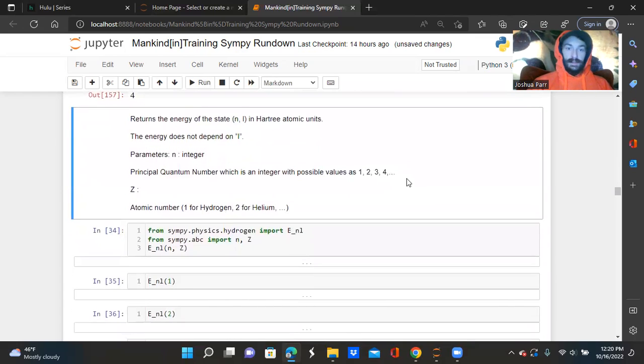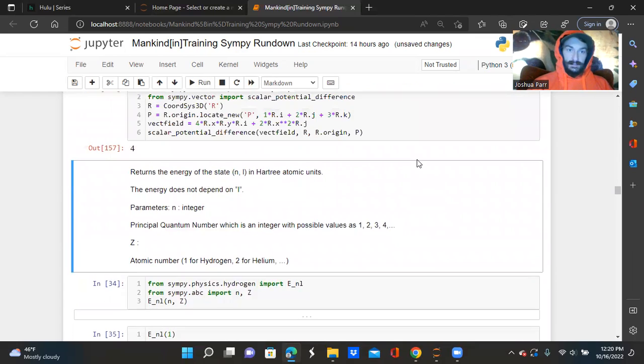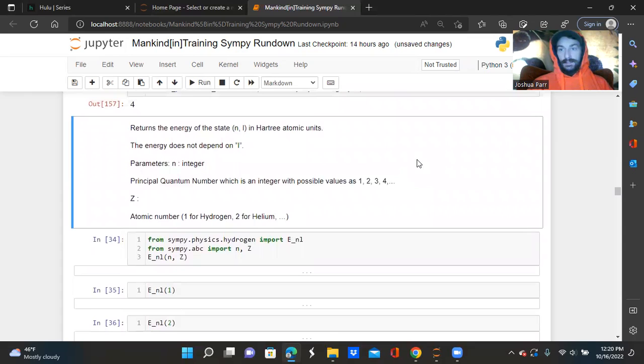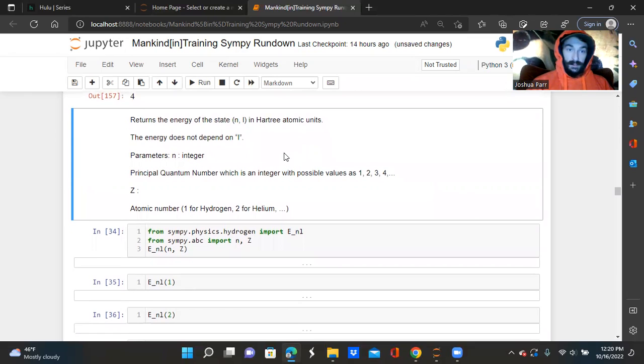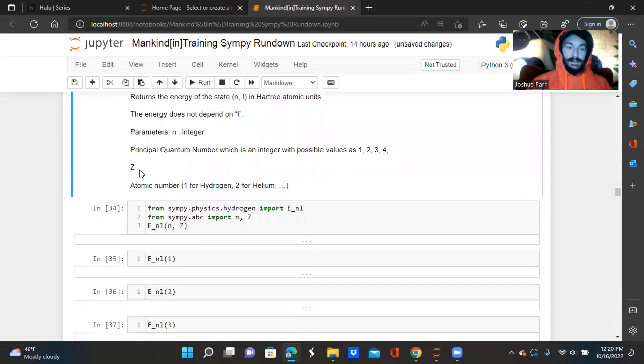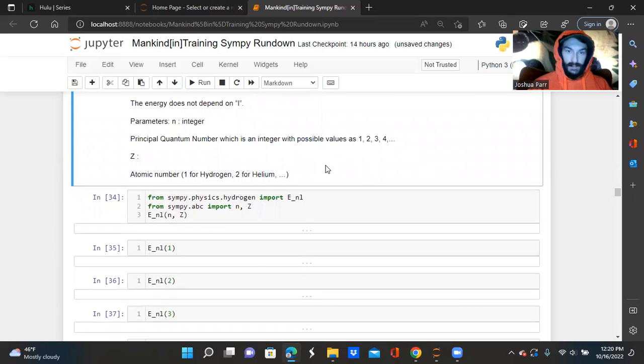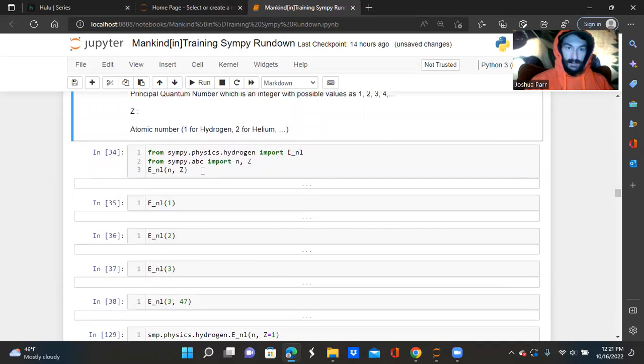So now returning the energy of the state, we are over into the quantum mechanical examples. This is returning energy eigenstates of the electron in a hydrogen atom. The energy does not depend on L, and it's going to return them in Hartree atomic units. The parameters are your n, an integer and your principal quantum number, with possible values, and then Z is your atomic number, 1 for hydrogen, 2 for helium, which you put in your Z category.